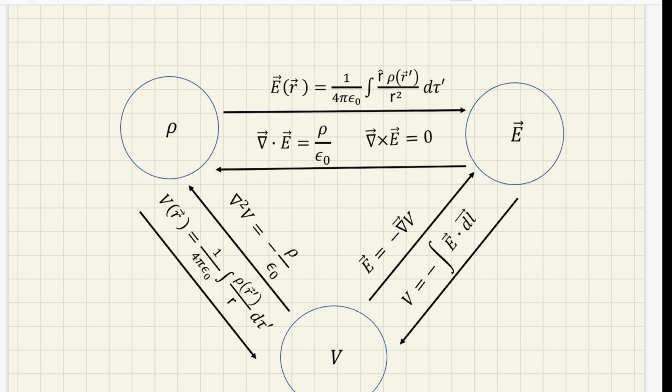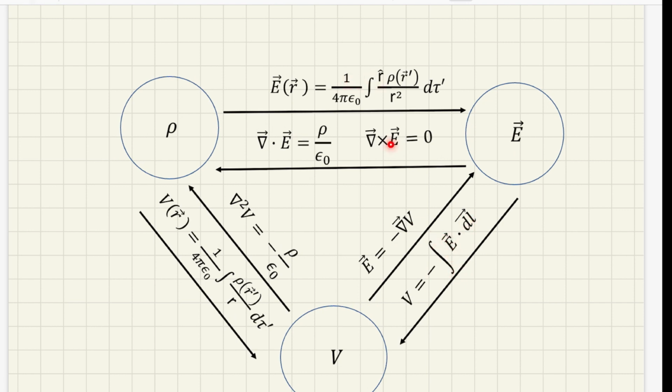So between rho and V, this is the Poisson equation: del squared V is minus rho by epsilon naught. And the integral is, if I know rho prime, then V is the integral of rho prime over curly R, d tau prime. I don't know, it does not come out properly here. And if I know V, I can calculate the electric field simply by differentiating, minus grad V. Or if I know E, then of course it is an integral, minus the integral of E dot dl, with some reference point.